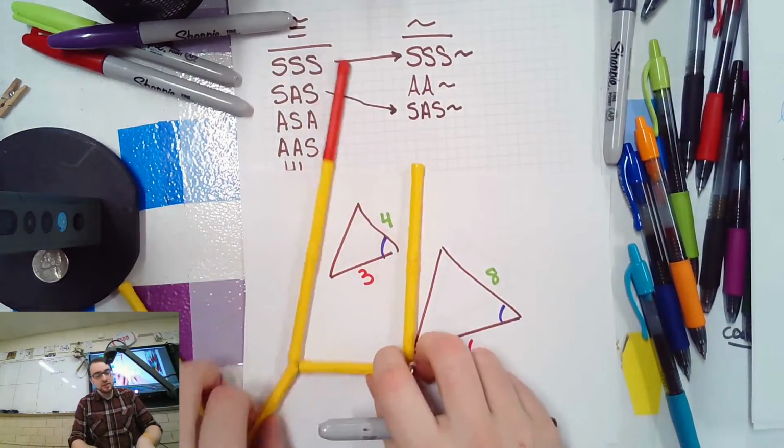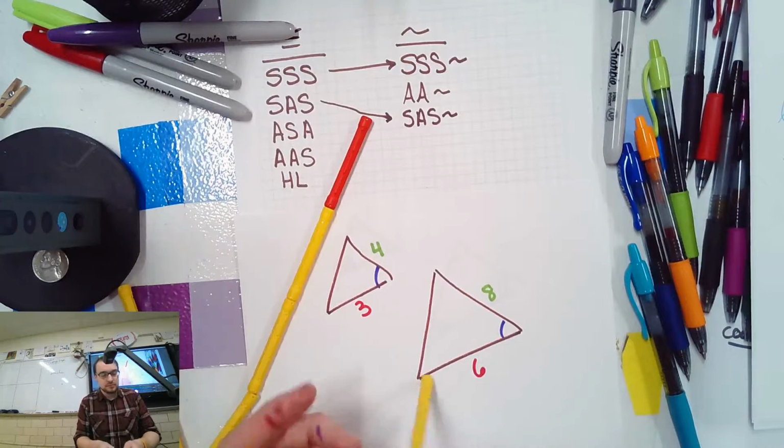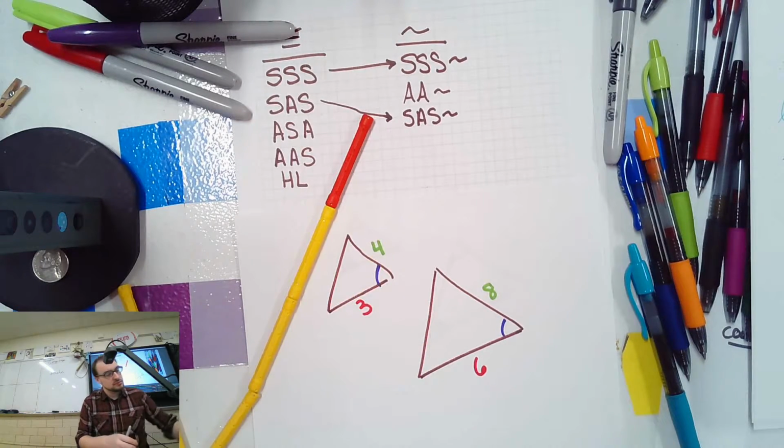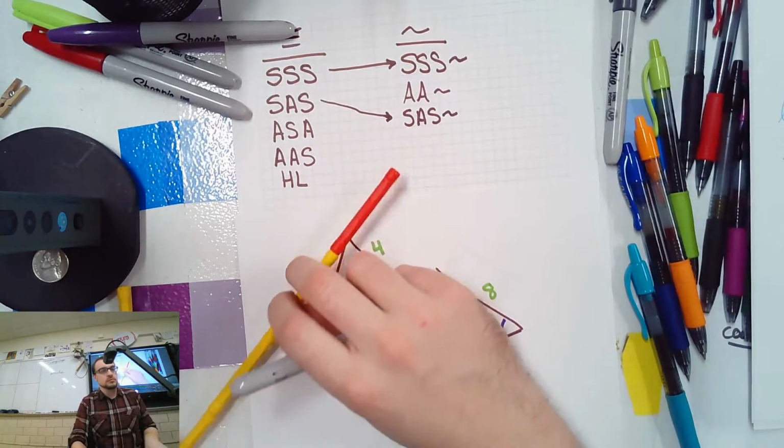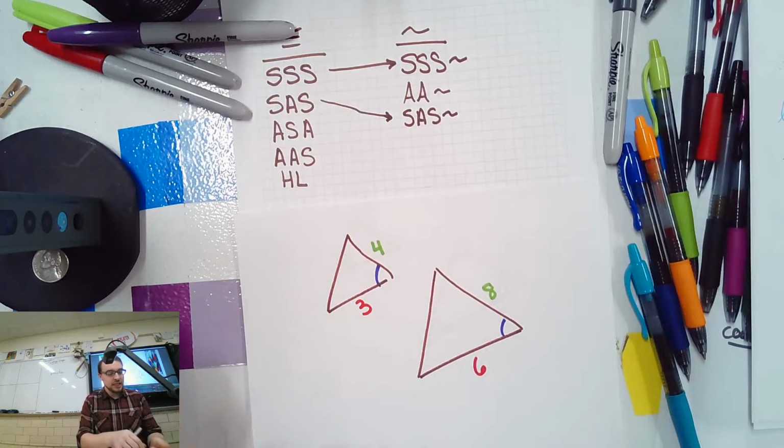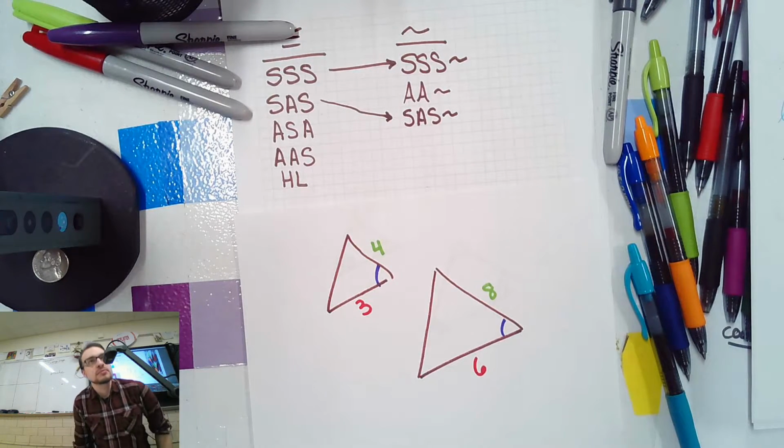What other ones would cross over and why? Zayden. Would ASA cross over because the angles are always going to be the same, and then you have a proportional side that those angles are going to be the same length. Sort of. Sort of, yes. I need better reasons.